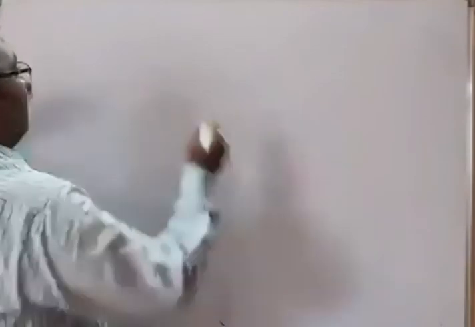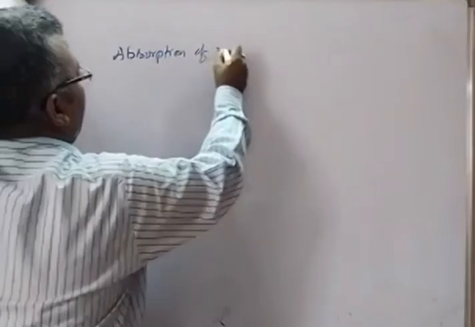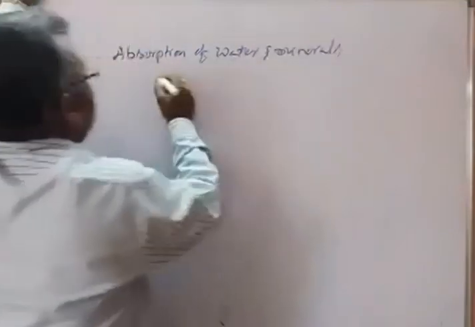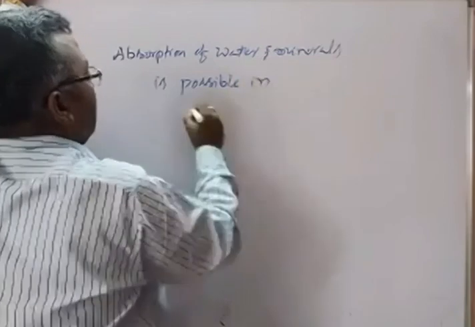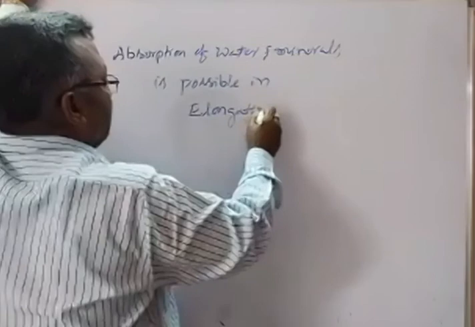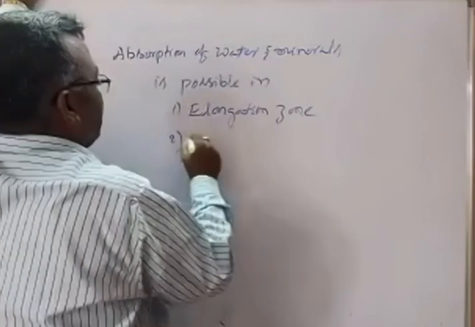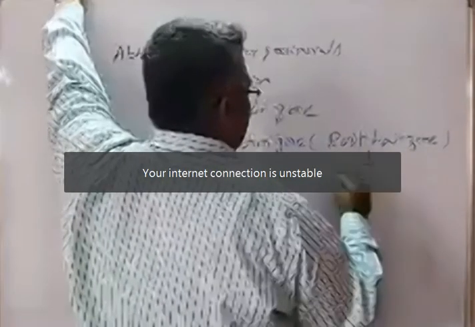Okay. Now let me give my answer. Absorption of water and minerals is possible in the elongation zone and maturation zone. In the maturation zone, from the root hair zone. The root hair zone is also called piliferous zone.